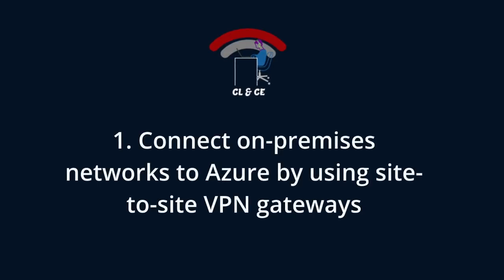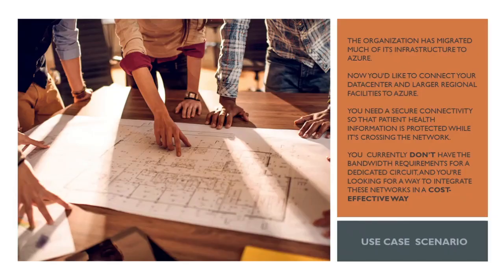In this video, I will talk about how to connect on-premises networks to Azure by using site-to-site VPN gateways. This topic is aligned to AZ-303 Microsoft Azure Architect Technologies, which sits under Network Infrastructure. I will use Azure CLI commands to create resources in Azure.